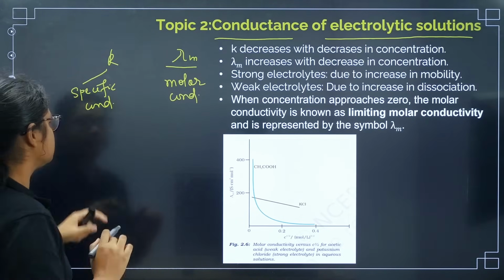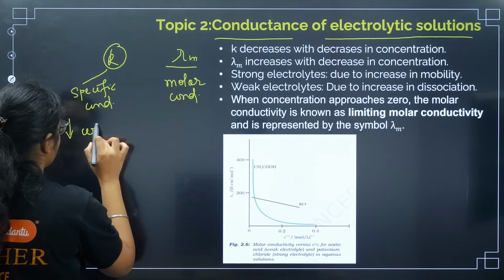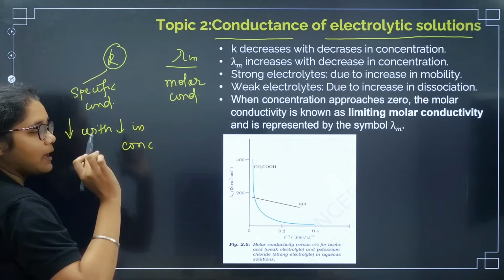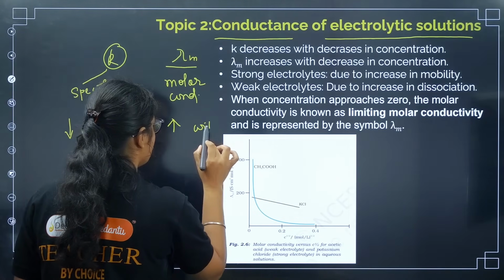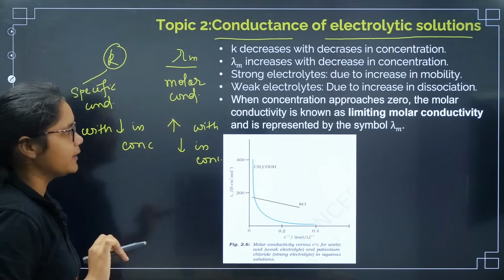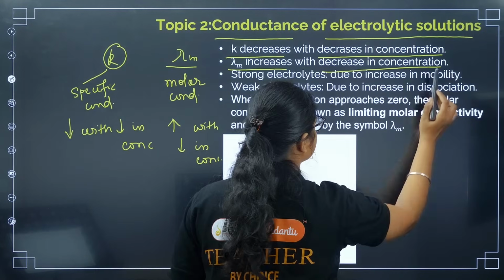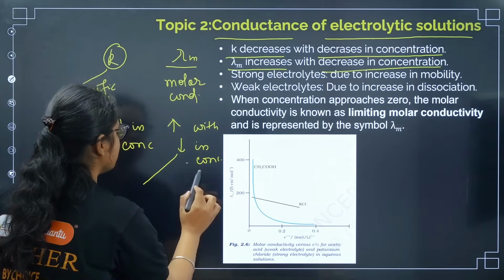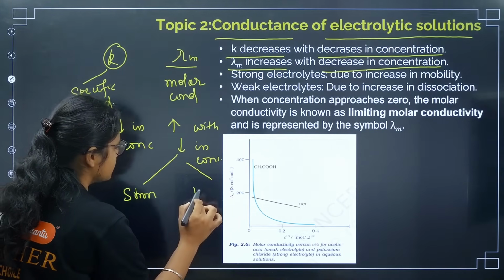Conductivity decreases with decrease in concentration. If you decrease the concentration, the kappa value will decrease, but molar conductivity increases with decrease in concentration. First point is this one. So you can see kappa decreases with the decrease in concentration, but lambda m increases with the decrease in concentration. Now, in molar conductivity we have two types, that is due to strong electrolyte and due to weak electrolyte.